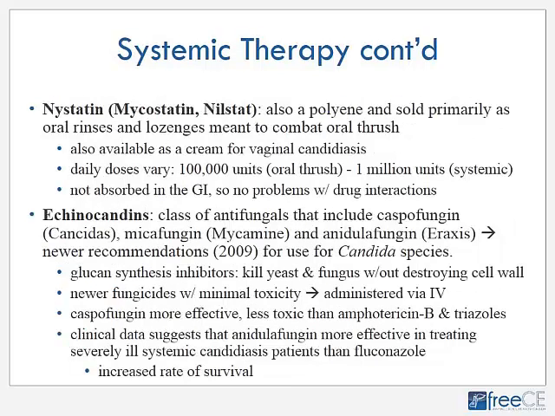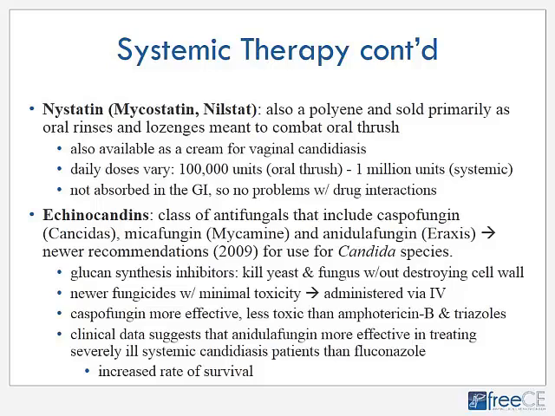Nystatin, brand names Mycostatin or Nilstat, is also a polyene and sold primarily as oral rinses and lozenges meant to combat oral thrush, but it's also available as a cream for vaginal yeast infections. The daily doses vary quite a bit, from 100,000 units for oral thrush, for example, up to 1 million units for systemic infections. It's not absorbed in the GI, so there are no problems with drug interactions.